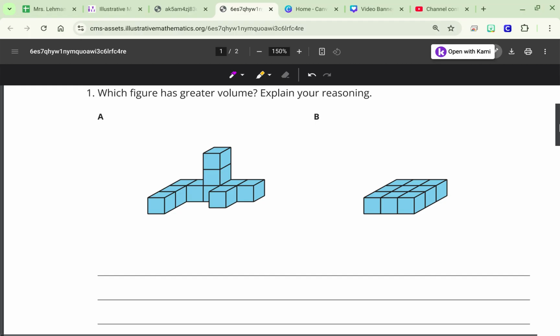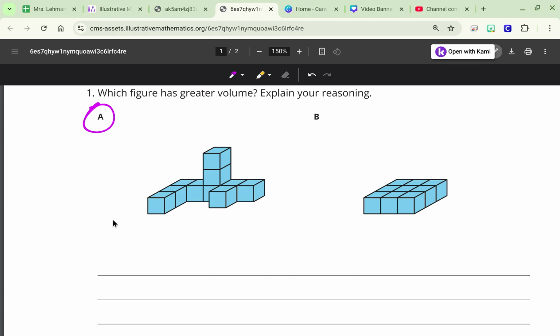We want to remember that volume has to do with how much space a figure takes up. So that is what we're looking for. Which one takes up more space? So thinking about this, let's go ahead and start with A, which really what we have to do for A is simply count the cubes, right?